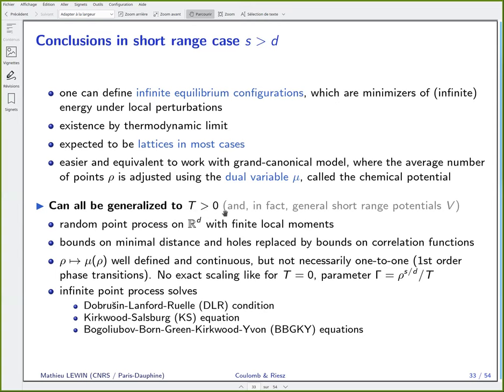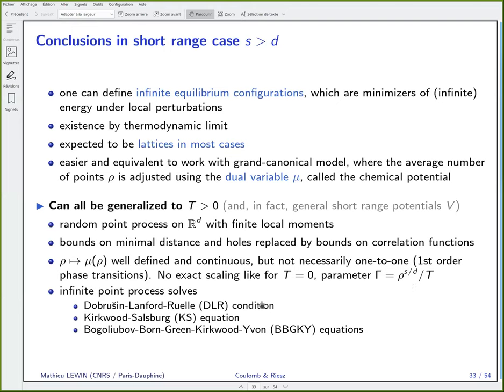At positive temperature, you don't get infinite configurations of points, but you get random point processes. So it's like a probability measure over infinite configurations of points. And then usually people do not prove bounds on the minimal distance and holes in a probabilistic way, but they instead bound what are called correlation functions. And then there's also a mu of rho, which is well-defined and continuous, but at positive temperature, it is not necessarily one-to-one. At zero temperature, for any mu there's a rho, for any rho there's a mu, it's a one-to-one map, but at positive temperature, it's not necessarily one-to-one, which is a manifestation of phase transitions.